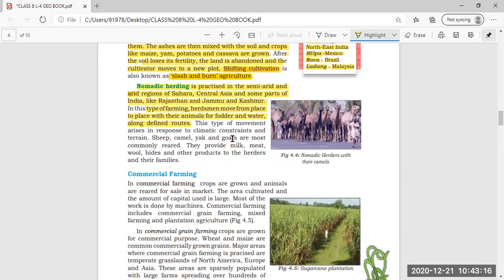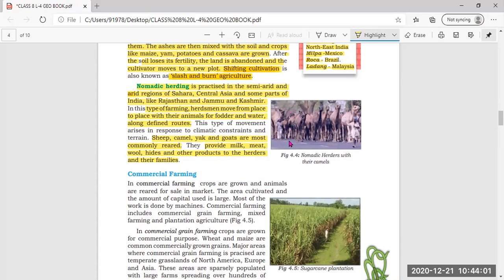So sheep, camels, yak, and goats are most commonly reared. So which animals are most commonly reared or taken care of by these nomads? They are sheep, camel, yak, and goats. Why are they reared by these nomads? Because they provide milk, meat, wool, hides, and other products to the herders and their families. That is why they take care of these animals. Hides means skin.